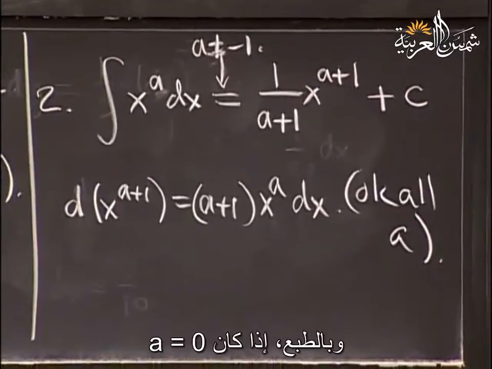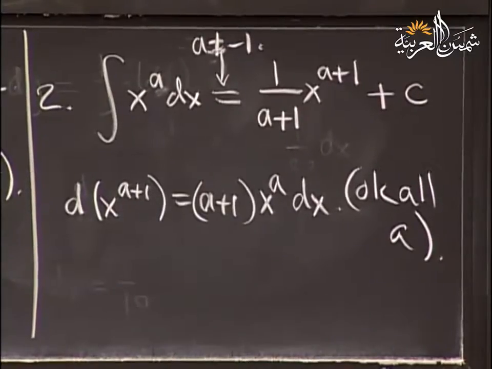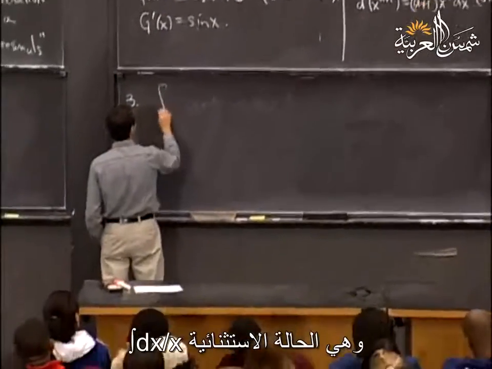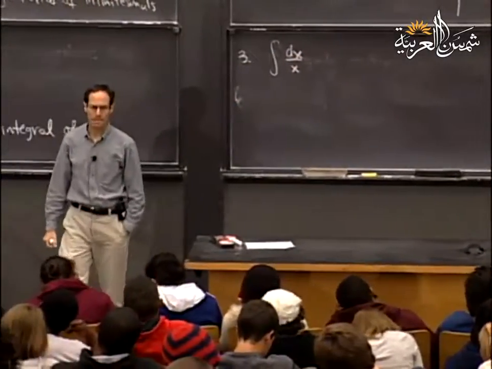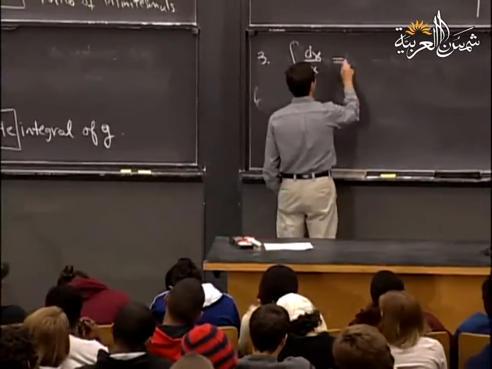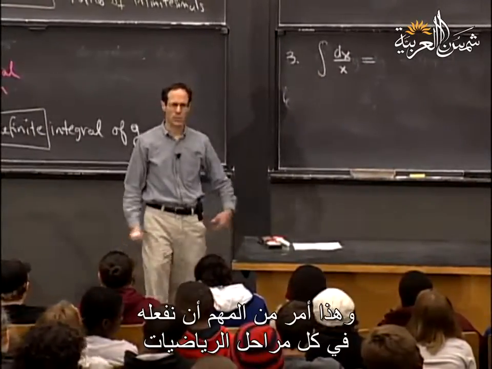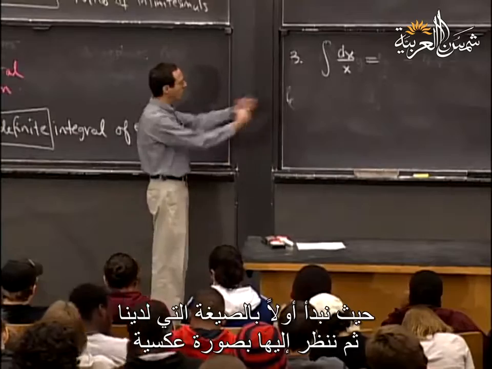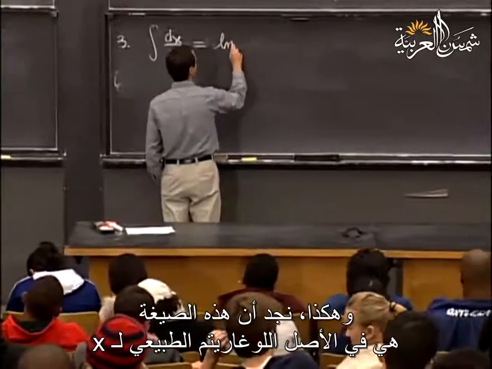And in fact, of course, what's happening when a is equal to -1 is you're getting 0 when you differentiate the constant. So there's a third case that we have to carry out, which is the exceptional case, namely the integral of dx over x. And this time, we're thinking backwards here, which is a very important thing to do in math at all stages. We got all of our formulas, now we're reading them backwards. And so this one, you may remember, is the natural log of x.